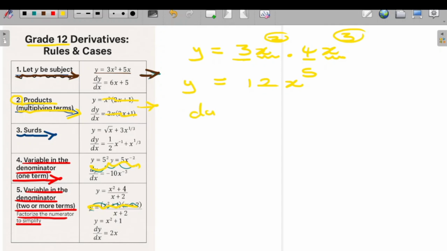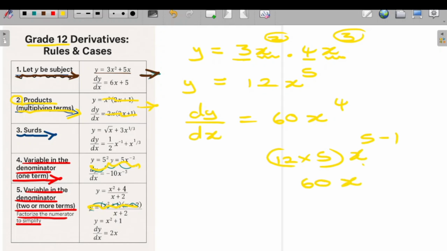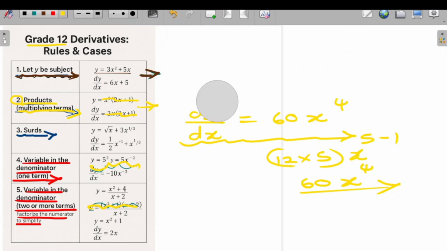So now dy dx will be equal to, I bet you've guessed it, 60x to the power 4. If you're wondering what happens, we apply the power rule. We multiply 12 times 5, and then we say times x to the power 5 minus 1, which gives us 60x to the power 4. So guys, that is the answer. Quite straightforward, but that was just an icebreaker for these types of questions.